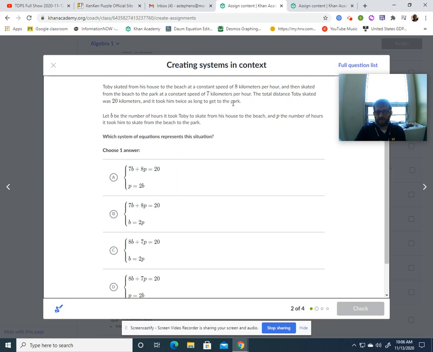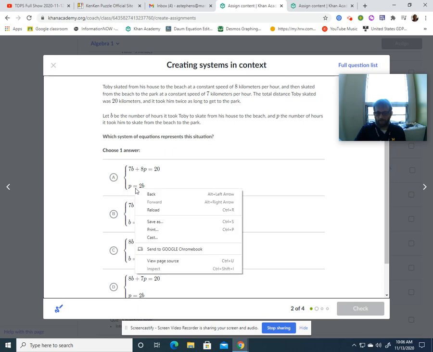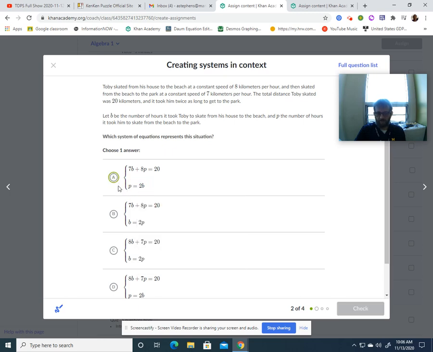That's going to be, it took him twice as long. So we know that it took him twice as long to get to the park. So the park is double the time it took him to get to the beach. The park is longer than the beach time. So park equals 2B. Now, I'm not positive if it's this one or this one. That's what we're going to talk about.